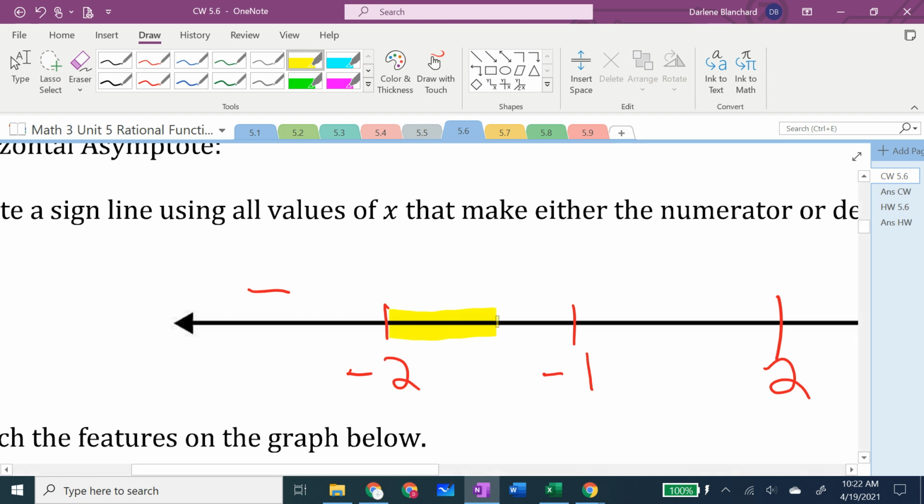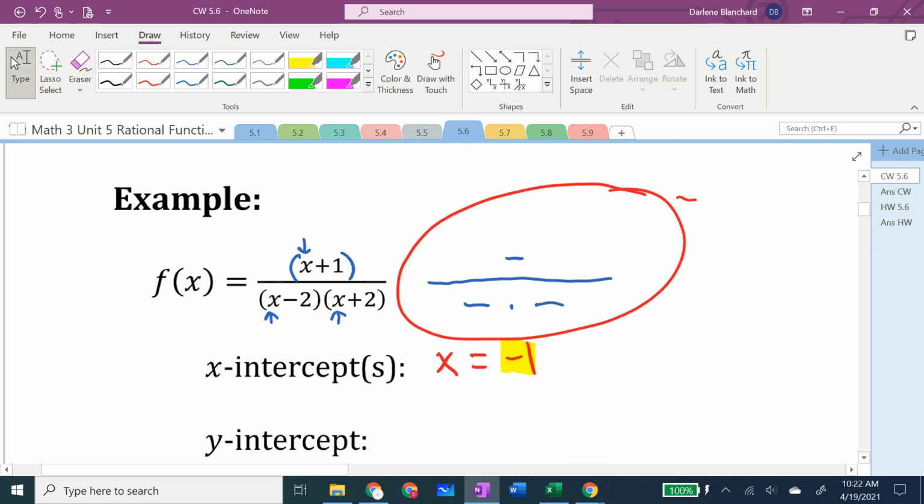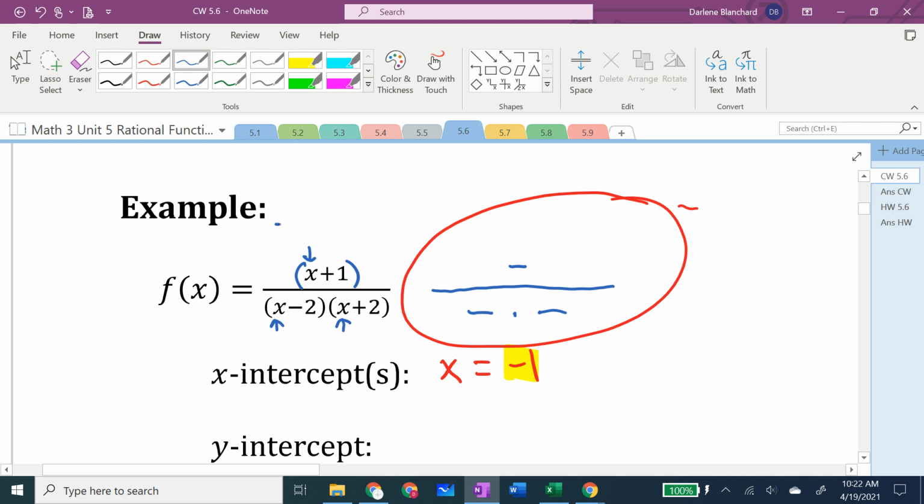Until then, pick a number in between -2 and -1. I'll pick -1.5. But you don't need to calculate. You don't need to know the function value. You just need to think, if this was the number that I plugged into x, will the factor in parentheses be positive or negative? That's all you care about. No calculating. You don't even need a calculator.